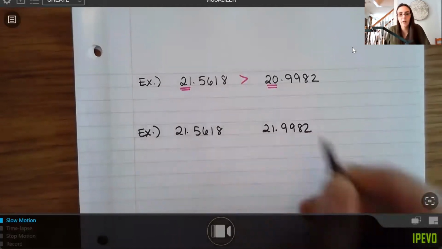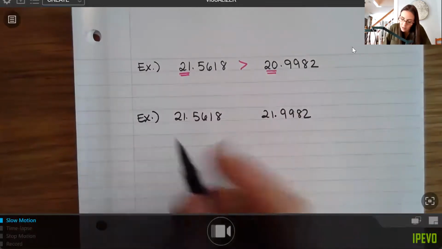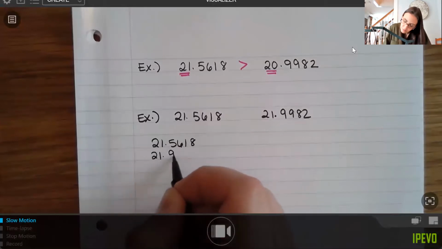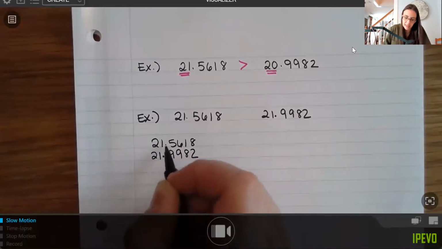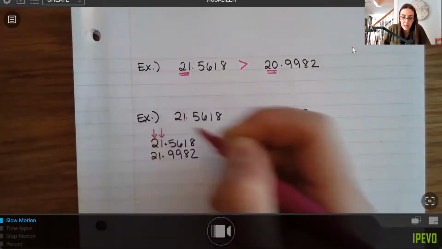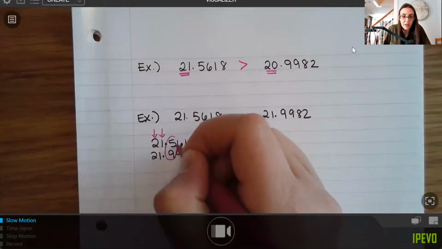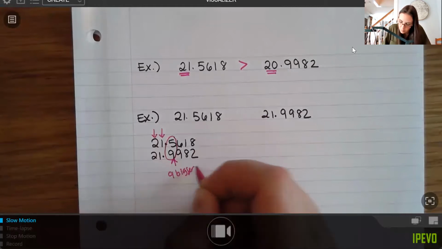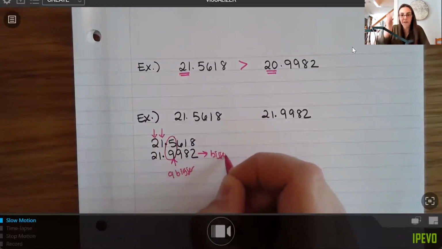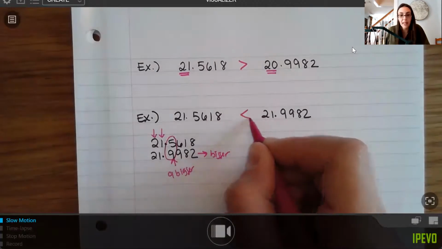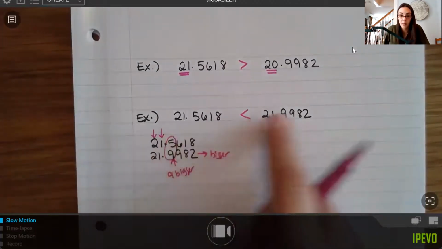If you can't see a difference right away, so now they're both the same, then again, what you want to do is you want to use that lining up trick that I've taught you before. So you line them up by the decimal point and you go column by column. So here they're the same, here they're the same, but in this column, they're different. So the 9 is bigger. So this is bigger overall. So once you have that first difference, whichever one is bigger, that's the bigger number overall. So this number is bigger. So I'm going to use a less than sign because this one is less than the other one.